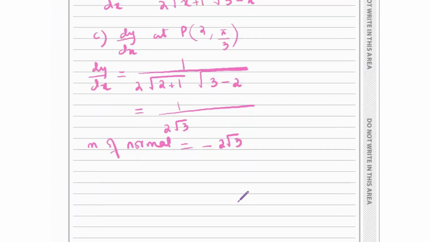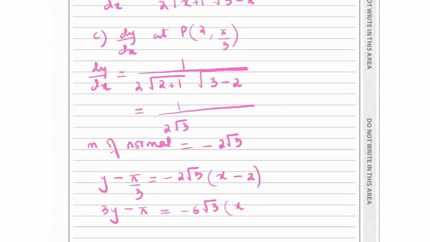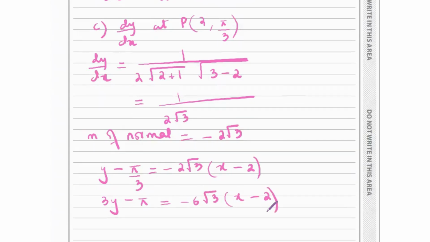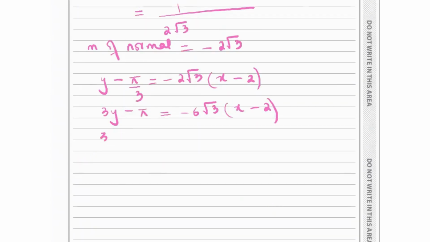Now we create the equation. The normal is also passing through point P, so we use the coordinates of P and this gradient, negative 2 root 3. So y minus pi by 3 equals negative 2 root 3 times (x minus 2). That's 3y minus pi equals negative 6 root 3 times (x minus 2), which is going to be 3y minus pi equals negative 6 root 3 x plus 12 root 3.